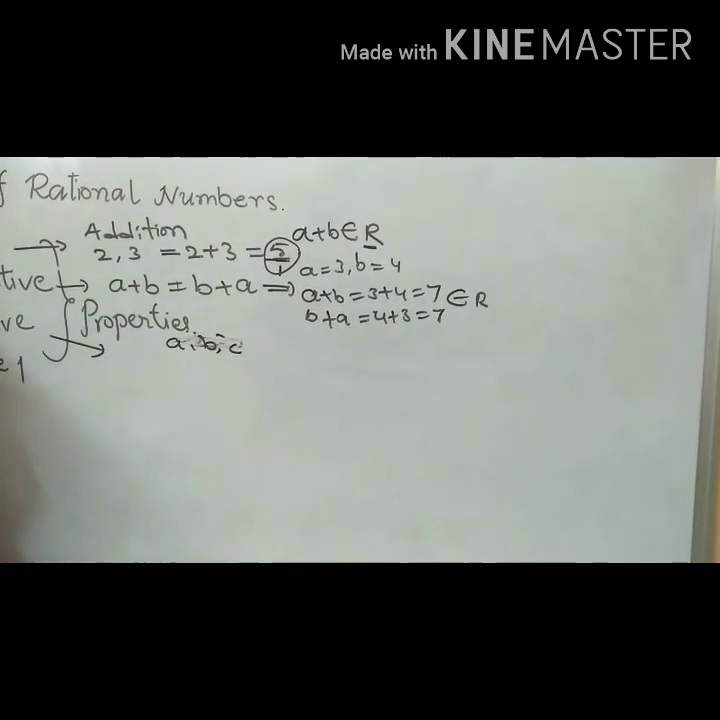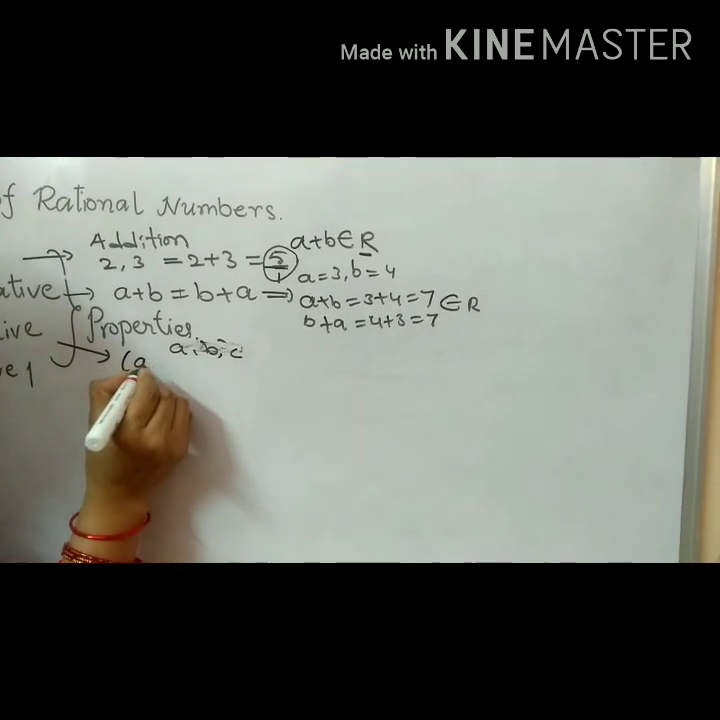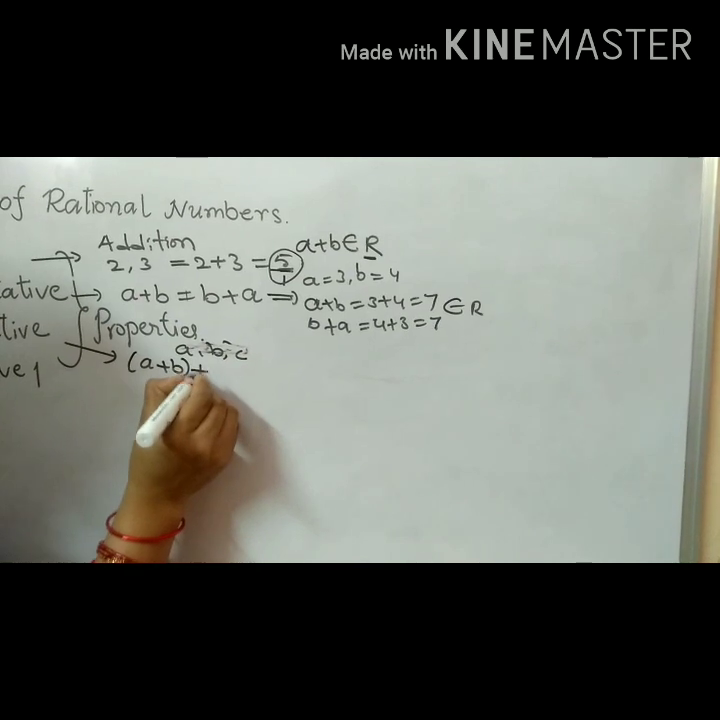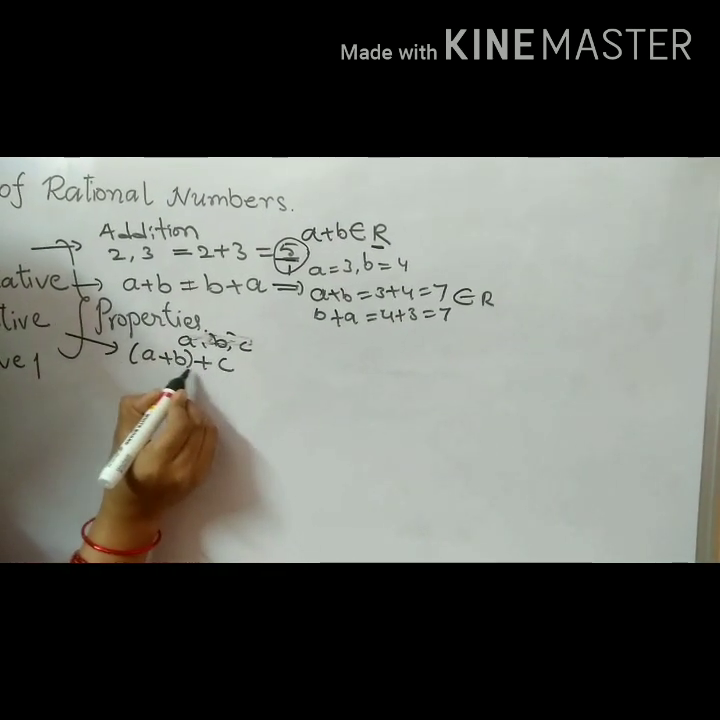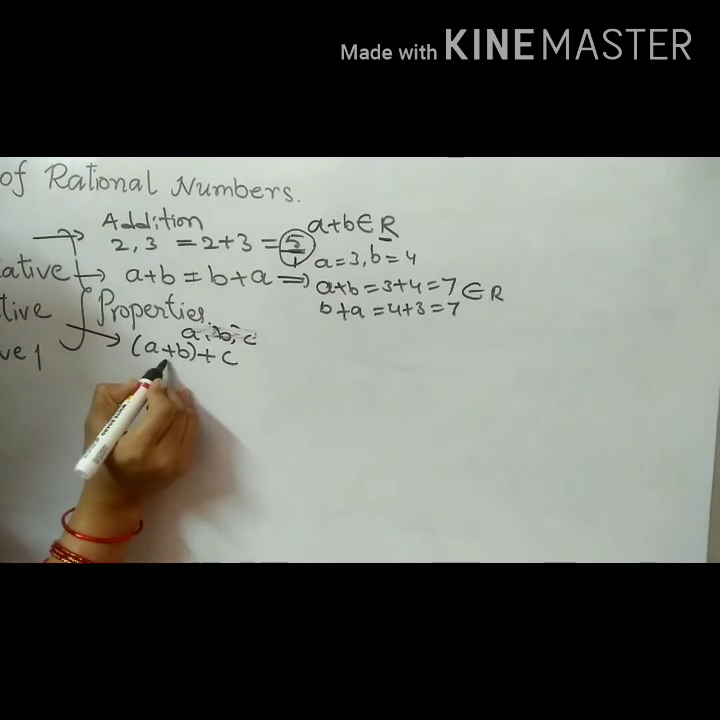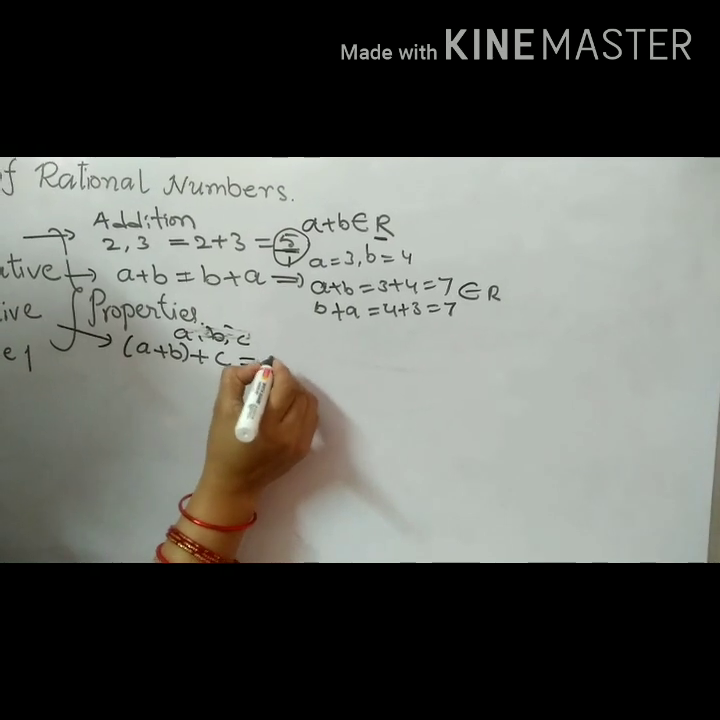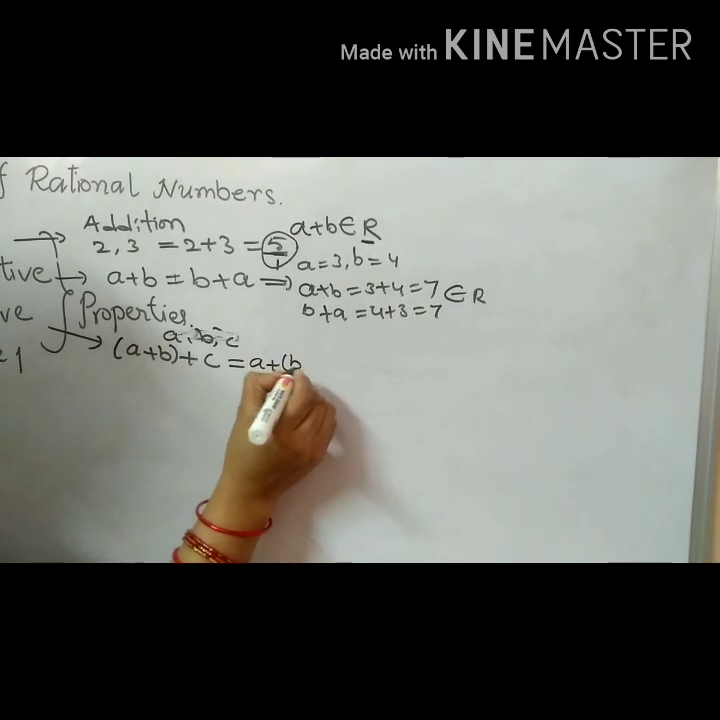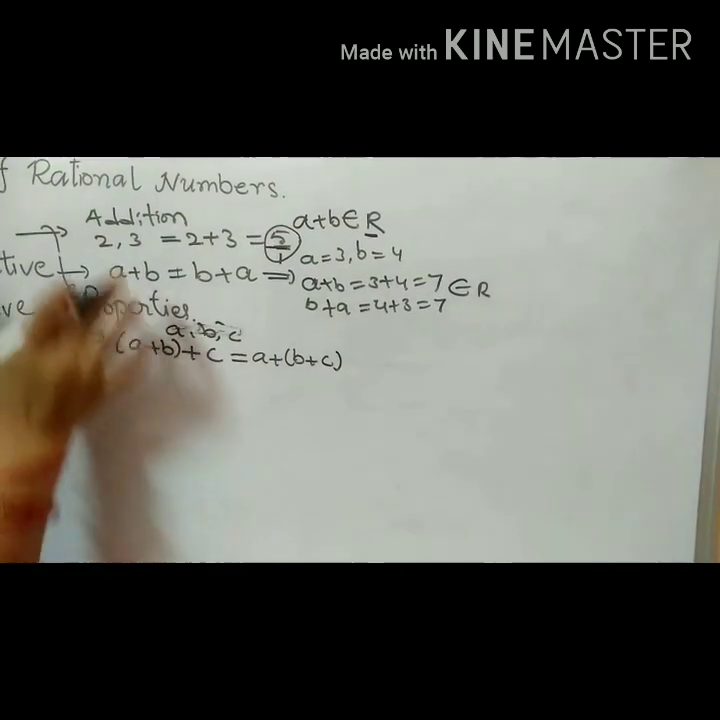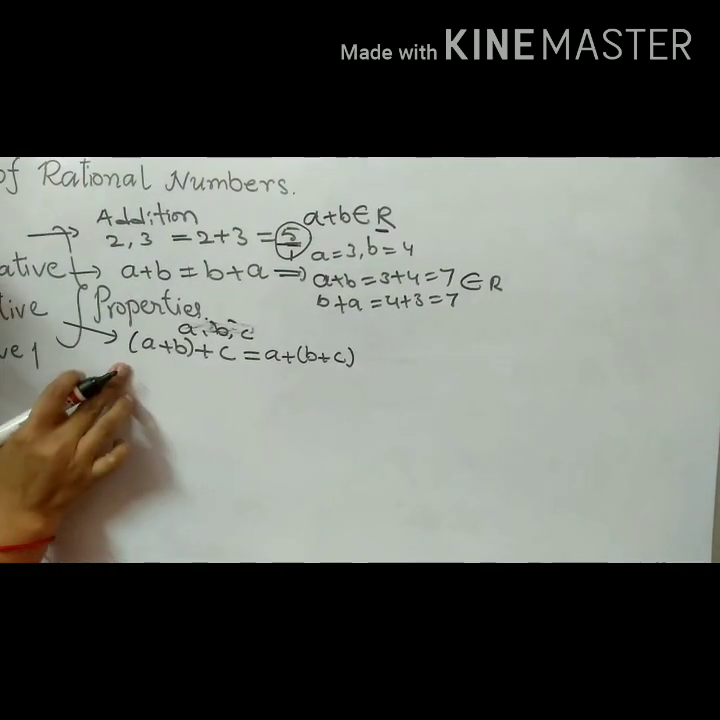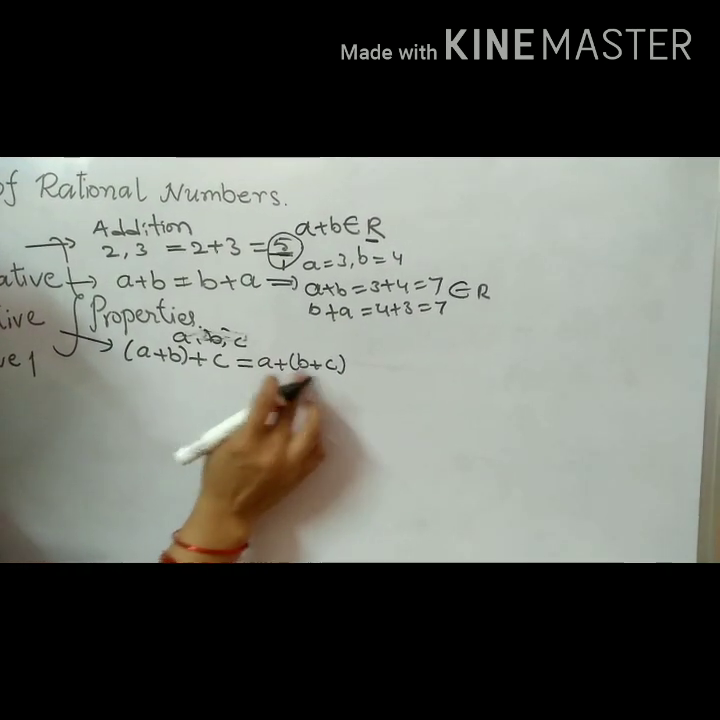In the formula, the first two are grouped: (A plus B) plus C. So it is the first two numbers added and grouped, plus C. Commutative and associative property under addition. Next, A plus (B plus C). Under addition, the associative property: (A plus B) plus C equals A plus (B plus C).